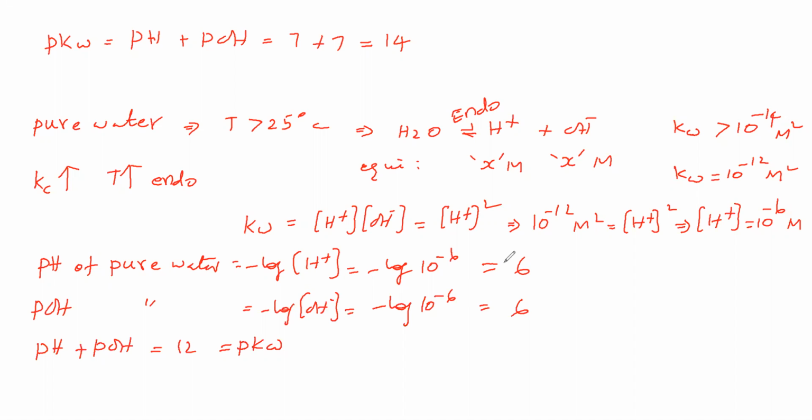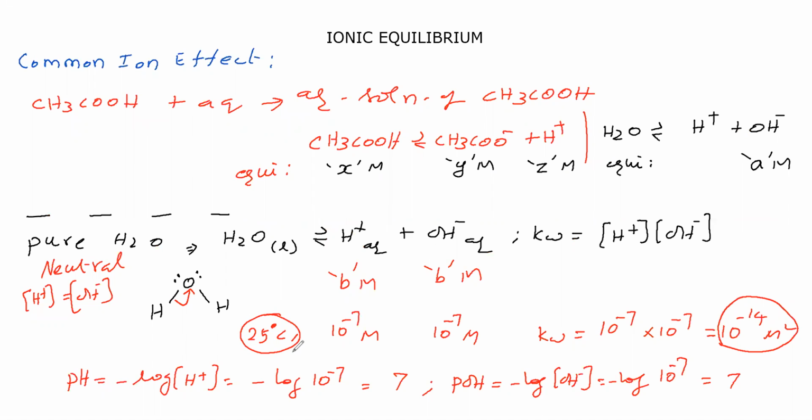Now, what is the nature of pure water? pH of pure water we said is 6 now. What is the nature of pure water? Shall we say acidic or basic or neutral? Here we took temperature 25 degrees Celsius. We took pure water, and pH of pure water we got 7. We said pure water is neutral. Why is it neutral? Because concentration of H plus is equal to concentration of OH minus. Therefore, we said it is neutral.